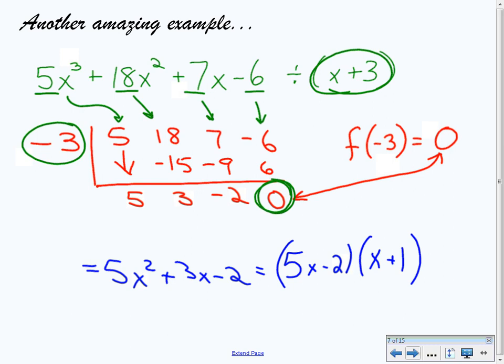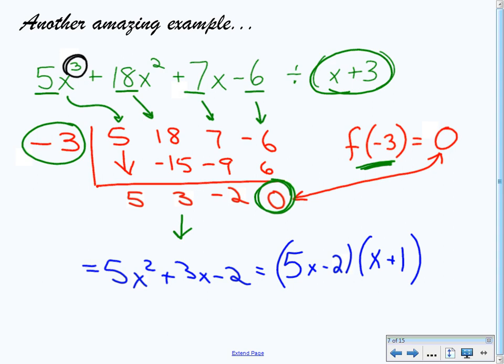In this case, I did again, got a remainder of 0. And what that means is if I plugged in negative 3 into my function, I would get out 0. And in this case, it was factorable. I got 5x squared plus 3x minus 2. And then that factors out to be 5x minus 2 and x plus 1. All right? So all my zeros all together, there were as many as 3 zeros. It's going to be 3 real zeros here.